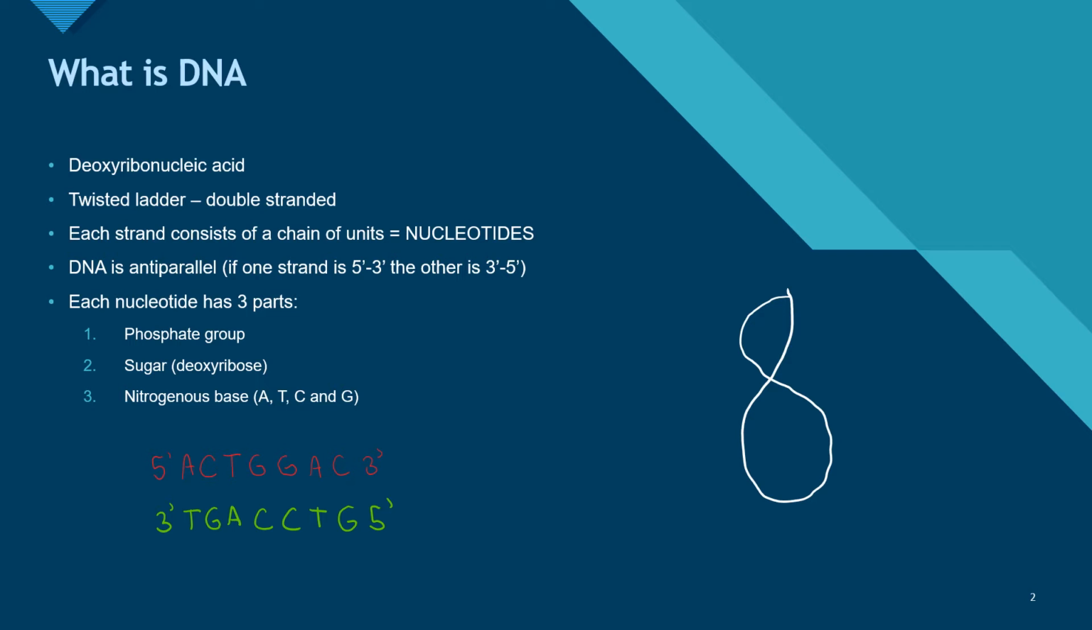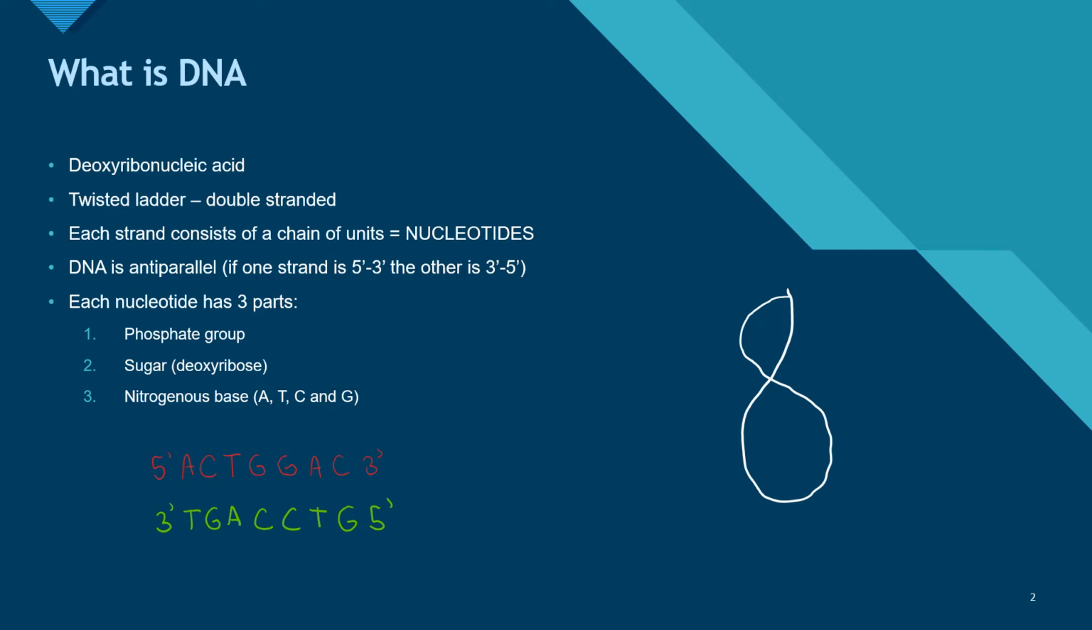And the name for the A is adenine, the name for the C is cytosine, and then the name for the G is guanine, and then T is thymine. So we always remember that the A's always go with the T's, the T's always go with A's, and then the C's always go with G's, and G's always go with C's.